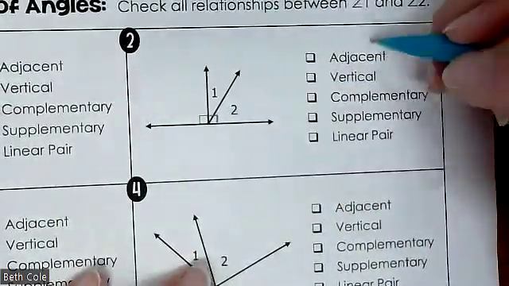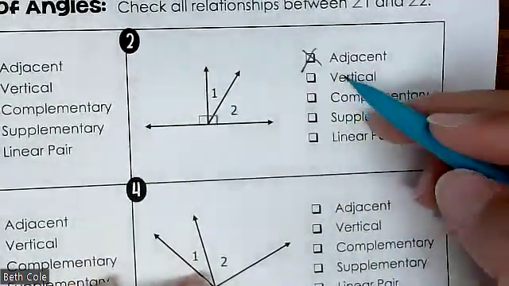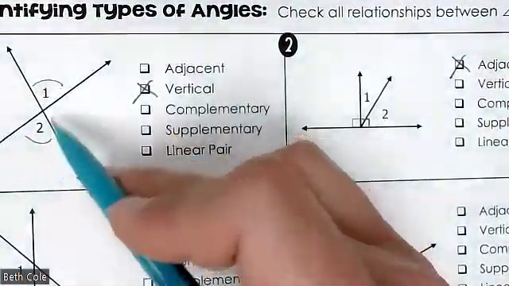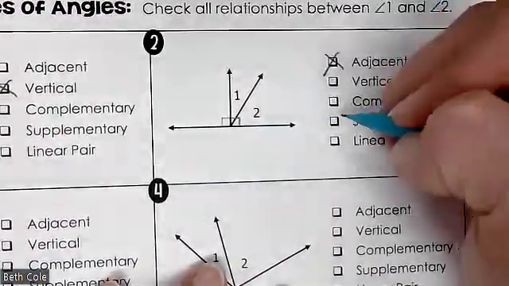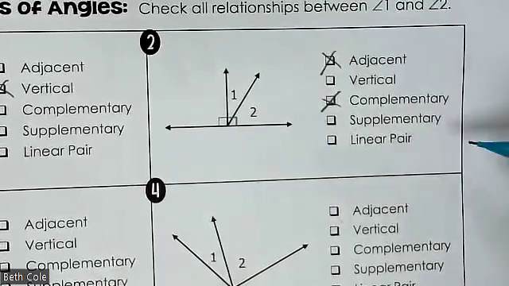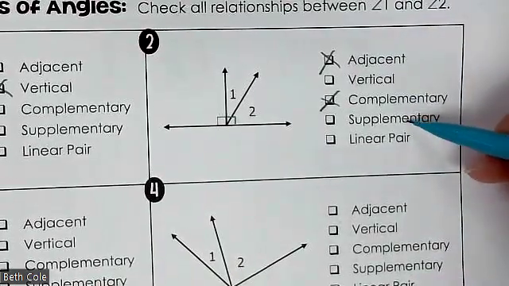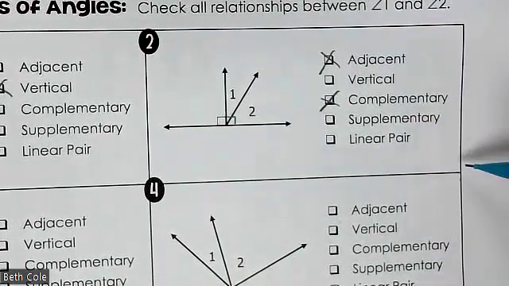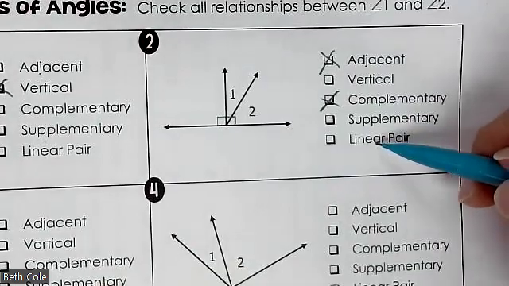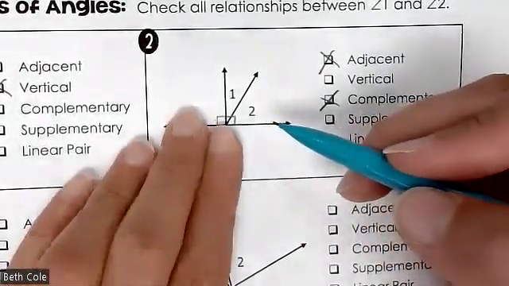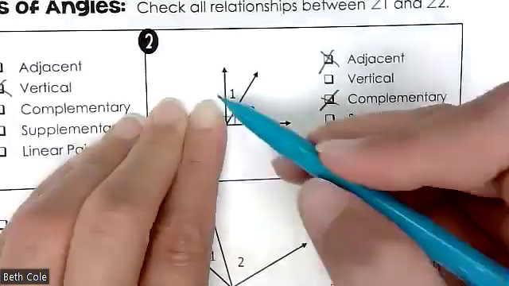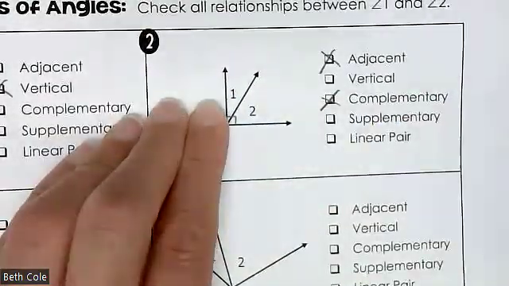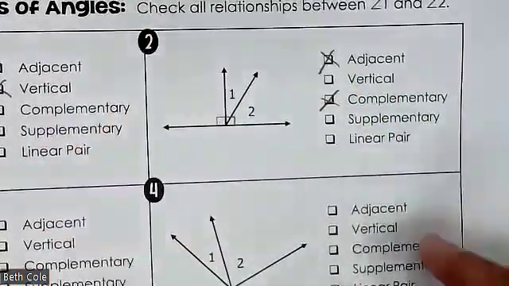So 1 and 2, they are adjacent. They're next to each other. They're not vertical because that would be like this. That would be across from each other. They do add up to 90, so they're complementary. Well, if they add up to 90, they do not add up to 180, so they are not this. They are not a linear pair. That's kind of tricky because this is a line here, but we're really only looking at this half of it. We're only looking at the right angle there, so just these two.